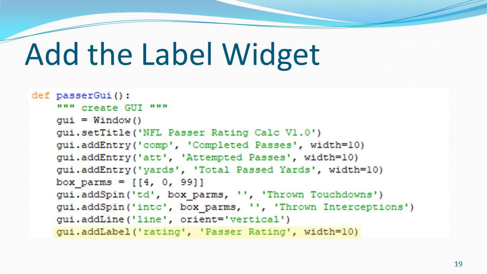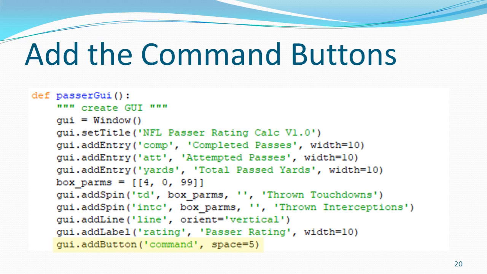Now we're ready to add our label, and we're just going to call it rating because that's what's going to go in there. Our prompt for the user will be passer rating, and we're going to set its width equal to 10 also. And for our command buttons, we're going to just call it command, and we're going to set the spaces between the buttons to 5 pixels.